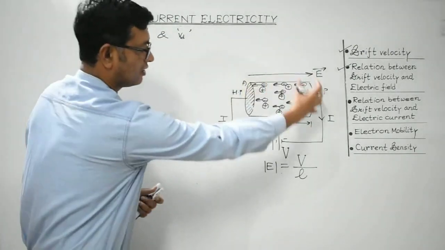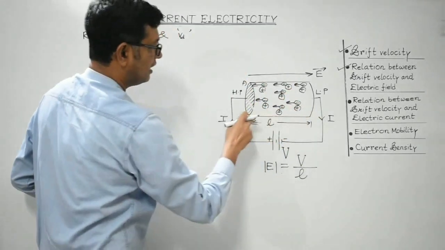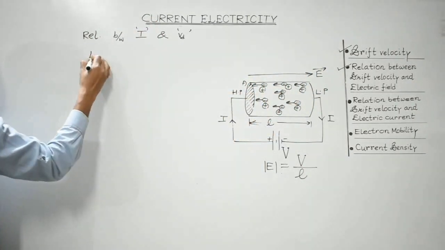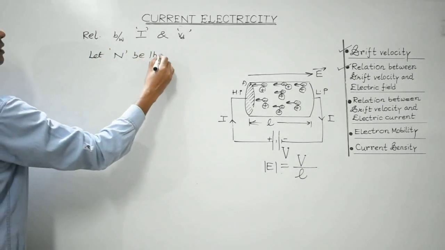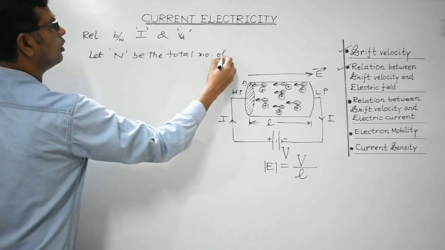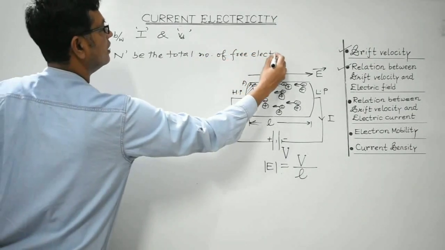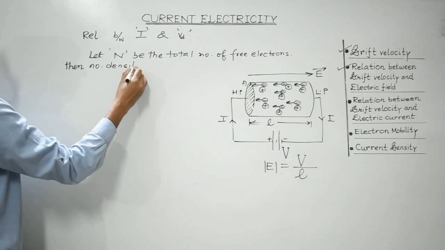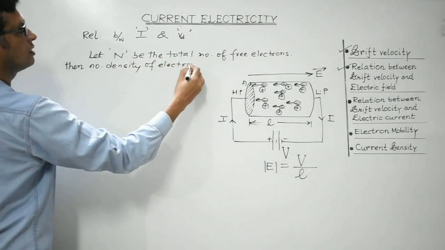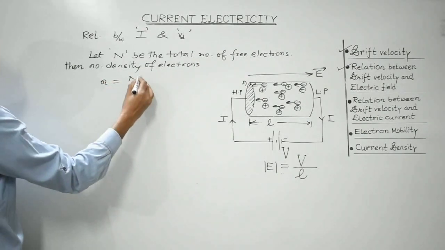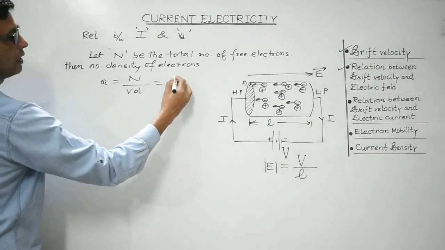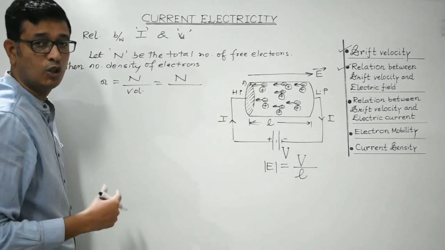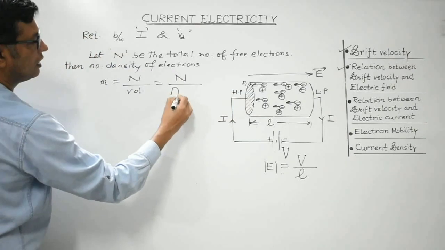So what to do, students, is consider the same case. This is a conductor of length L and cross-sectional area A. It's of uniform cross-sectional area. Right? Let N be the total number of free electrons, which are the charge carriers inside the conductor, and n the number density of electrons. Number density means the electrons per unit volume of the conductor, which will be given by the total number of electrons per unit volume. This wire is in the form of a cylinder, and the volume of a cylinder is cross-sectional area multiplied by length. So it would be A into L.